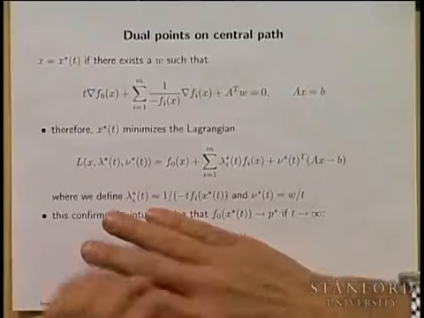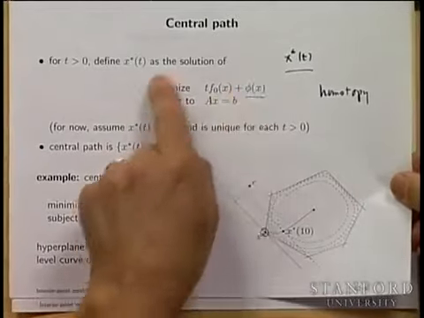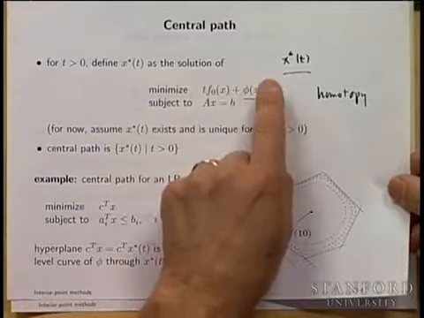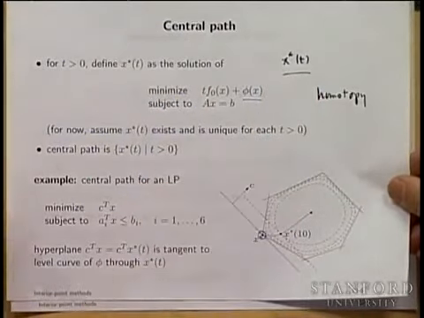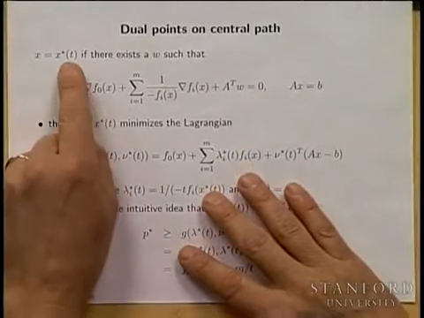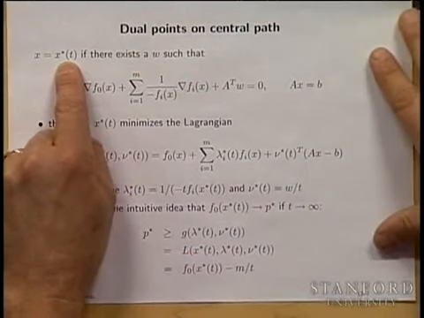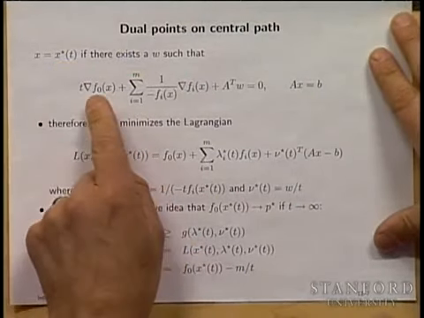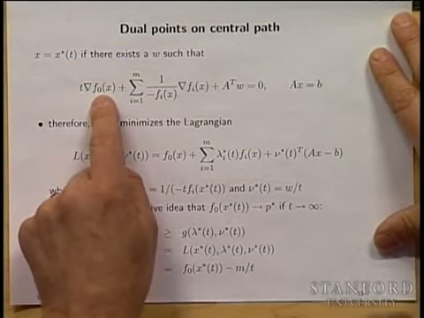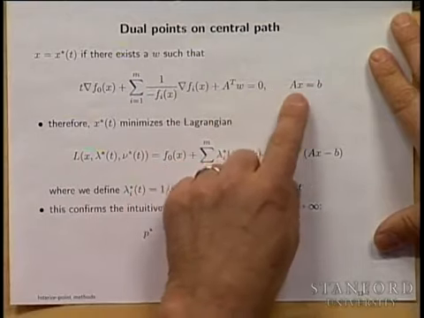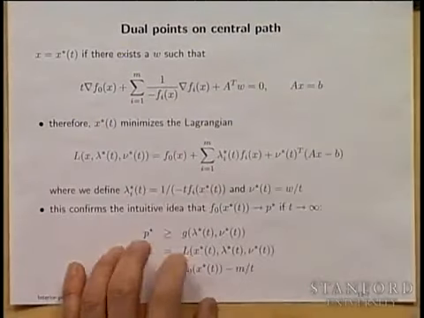Now let's see what happens on the central path. If you solve this problem, it means that the gradient of this plus A transpose nu is 0. That's the dual residual being 0. And of course, Ax equals b. So the optimality condition for minimizing this barrier augmented problem is this: you have to have t grad f0 plus the gradient of the barrier, plus A transpose nu equals 0, and Ax equals b. So that's the optimality condition.